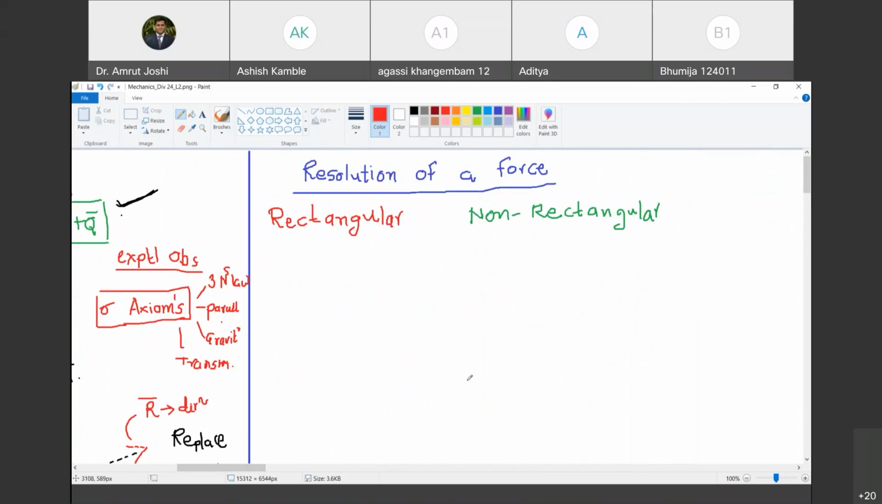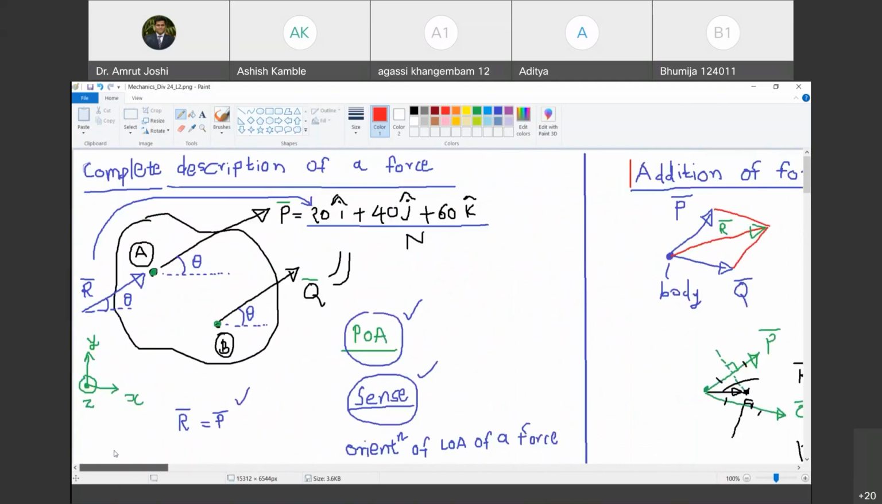So now a quick summary at this stage is going to be beneficial. So I am going to sum up whatever we have done till now. We have defined a force. What is a force? It is action of one body on the other. Are you with me? Yes, sir.